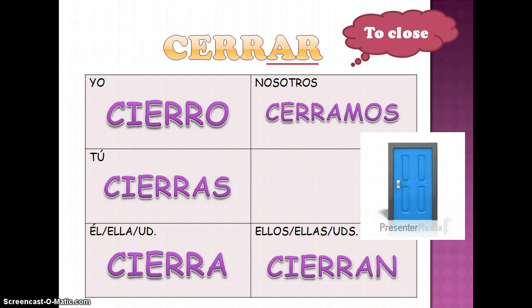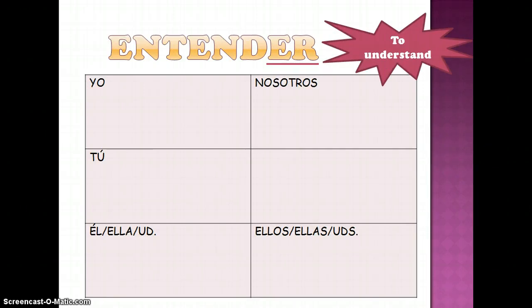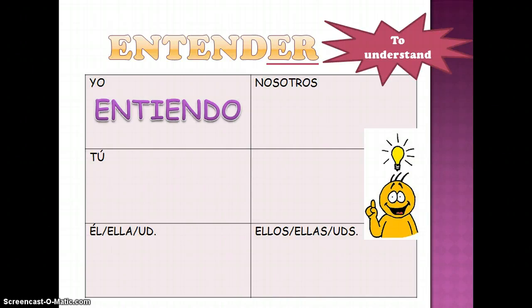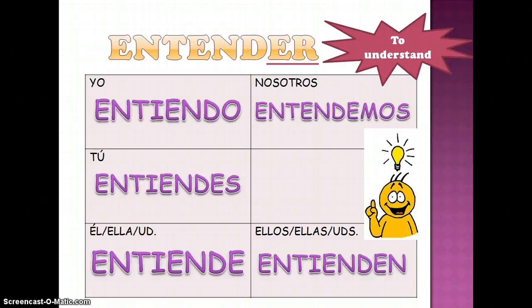Now we've looked at 3 AR verbs. Let's look at an ER verb. Let's move on to entender. Entender is an ER verb, and it means to understand. Just like with cerrar, pensar, and empezar, we're going to have an E to IE change. So yo entiendo. If you notice, the E changed to an IE in entiendo. Tú entiendes. Notice the ending matches the ER, IR endings. Él, ella, usted entiende. Nosotros entendemos. And ellos, ellas, ustedes entienden.